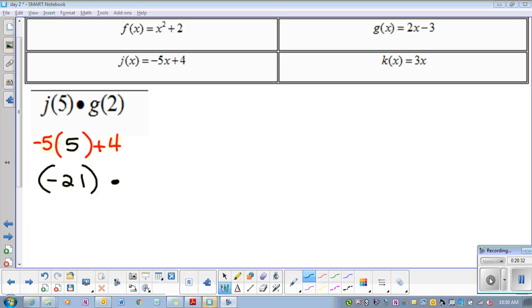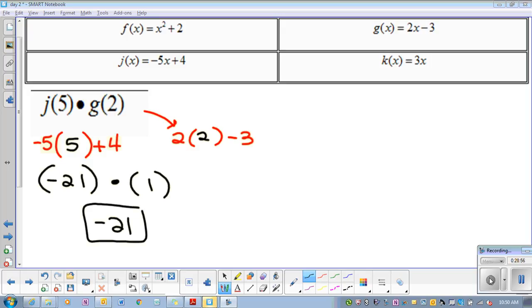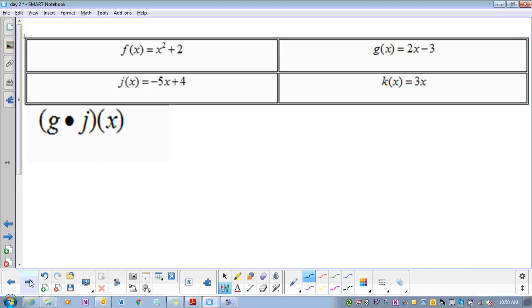Now I need to go find g of 2. My g function says 2x minus 3. Plug in a 2 for the x. 2 times 2 minus 3 gives me a 1. Negative 21 times 1 is negative 21. Did we all get this? All right, good. Let's look at the next one.